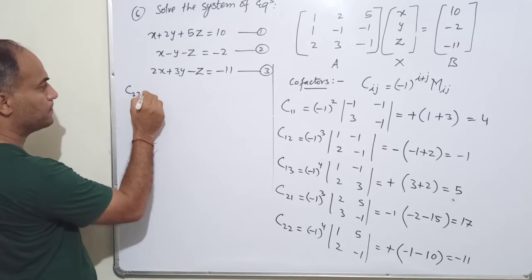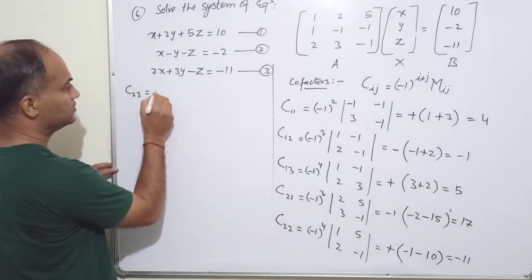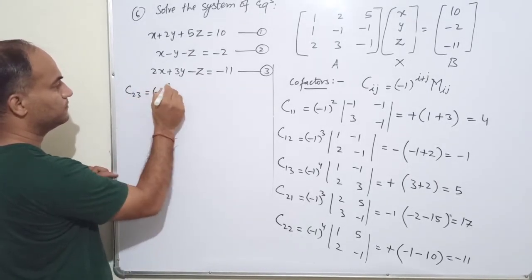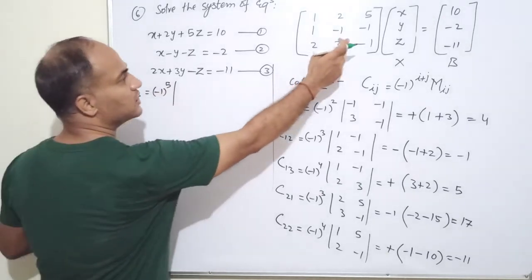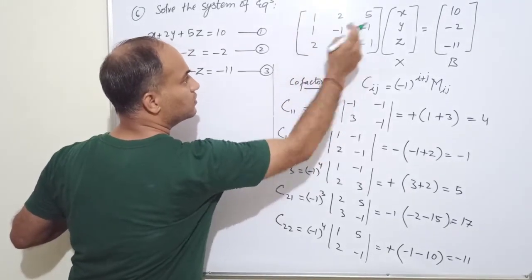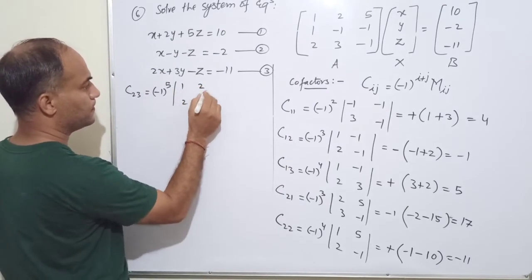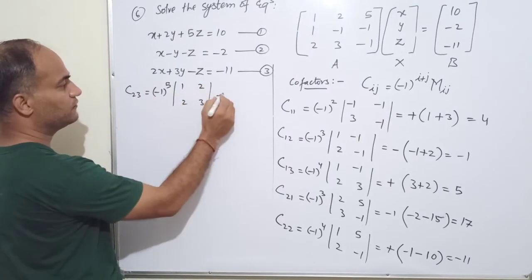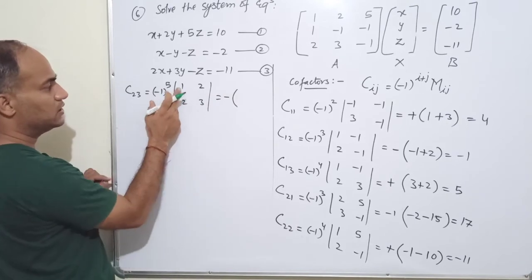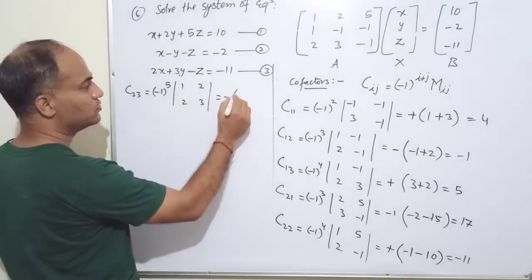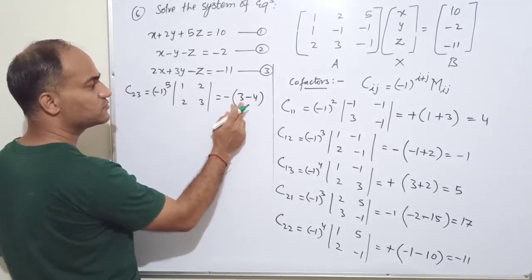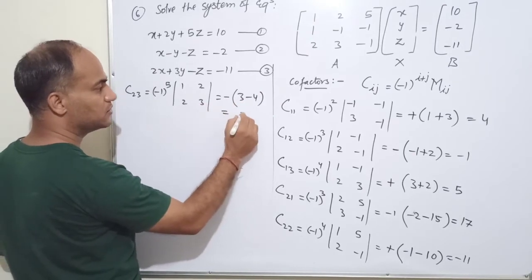C23, this gives us minus 1 to the power 5. This element, so leave this row and column, 1, 2, 2, 3. So this is negative, and 3 minus 4. This becomes minus 1 and minus, so this is plus 1.